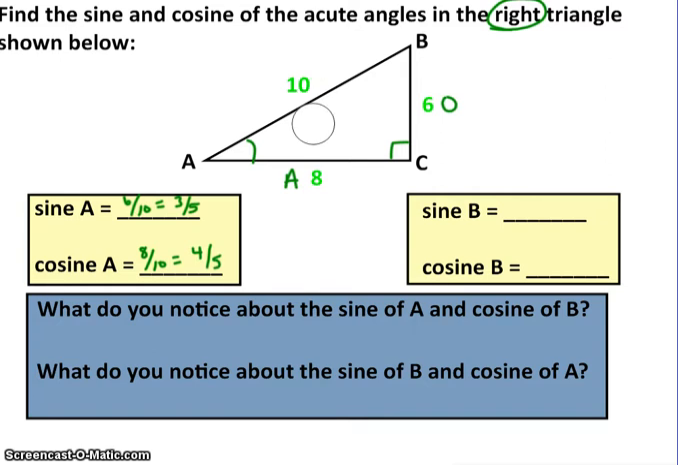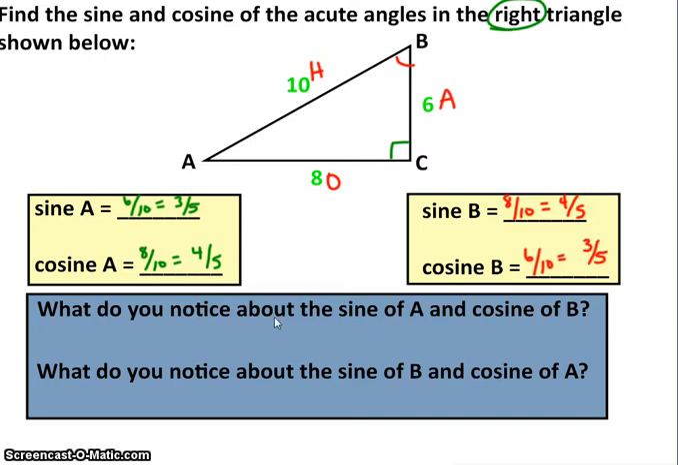Now I need to erase these and start over, this time from the perspective of angle B. 10 will still be my hypotenuse because it's still across from 90. 6 is my adjacent because it touches angle B, and the side directly across from B is my opposite. So sine of B will be opposite over hypotenuse, so 8 over 10, which is 4 over 5. Cosine of B is adjacent over hypotenuse, 6 over 10 simplifies to 3 over 5.